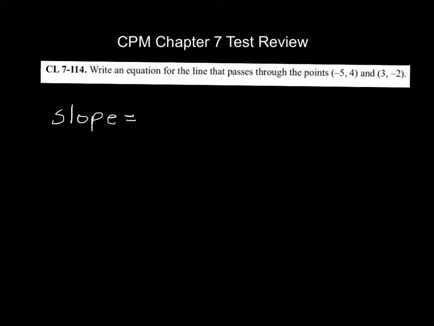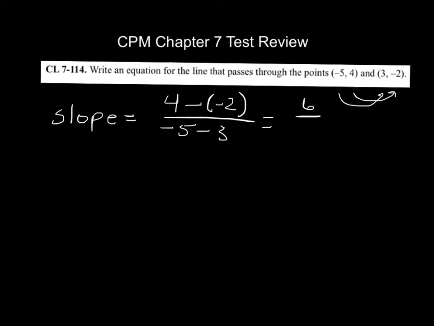So I just look at the y's and I'm going to find the difference. So 4 minus negative 2. And since I went this direction, I have to go this direction with the x's. So 4 minus negative 2 over negative 5 minus 3. If I simplify this, I get 6 over negative 8, which is negative 3/4. Okay, so there's your slope.